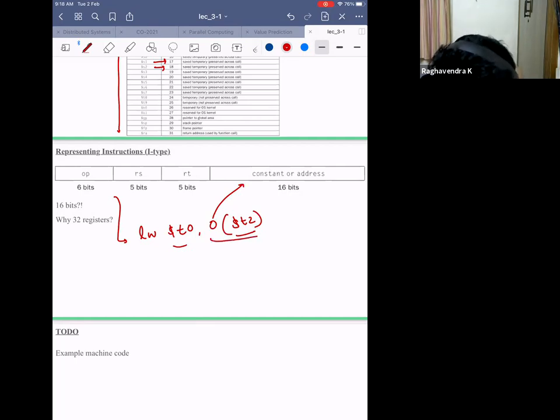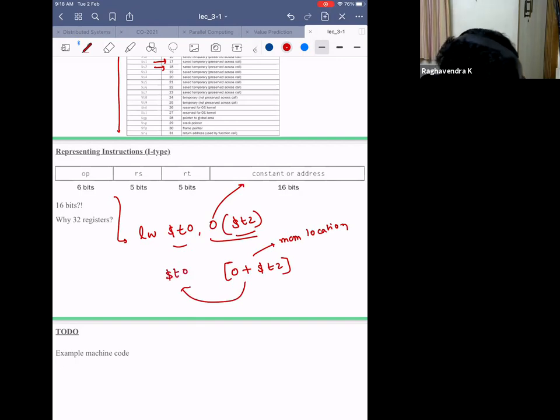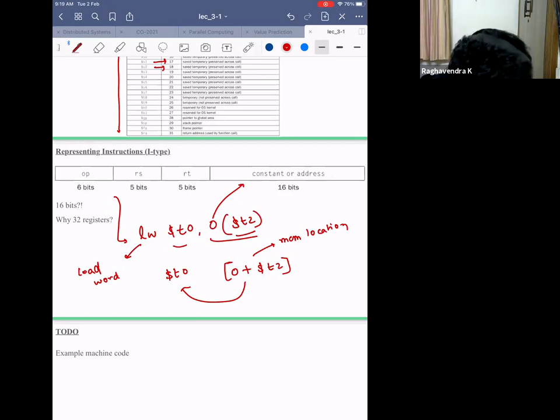What am I doing? I am taking 0 plus whatever was there in T2 and going to that memory location, and copying it into a register called T0. So this is load word. I am loading a word. How did I get the address of that word? I added 0, because this is relative. So I added 0 plus whatever was there in T2.